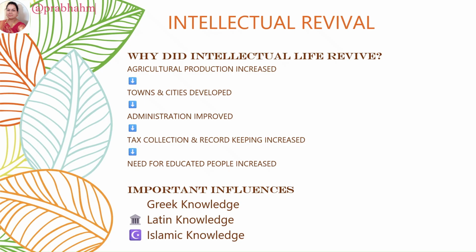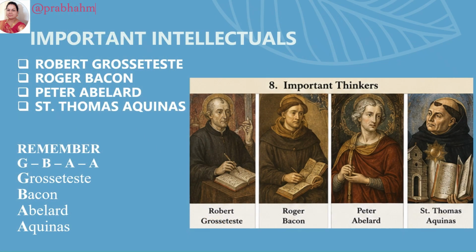European intellectual development was also influenced by Greek, Latin and Islamic knowledge. The intellectual revival produced several important thinkers. The four names mentioned in our textbook are Robert Grosseteste, Roger Bacon, Peter Abelard and St. Thomas Aquinas. Students, remember their names using the simple shortcut GBA.